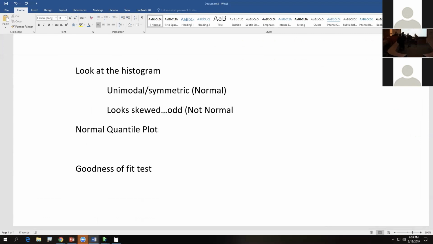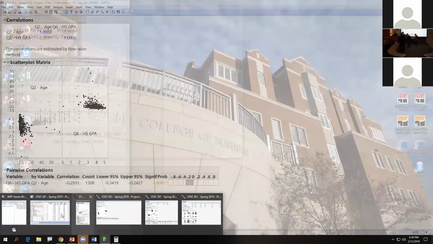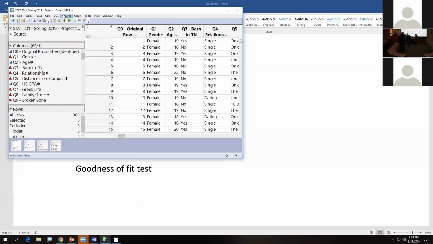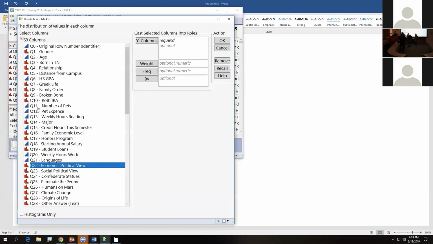Normal quantile plot follows the line. If it follows the line, it is linear. I know that's the trick, though. If the normal quantile plot follows the line, then it is normal. I know it's weird because we just did regression, right? So what you do is you make the QQ plot here, and we'll go to one that's going to be really skewed because pet expense is very high.